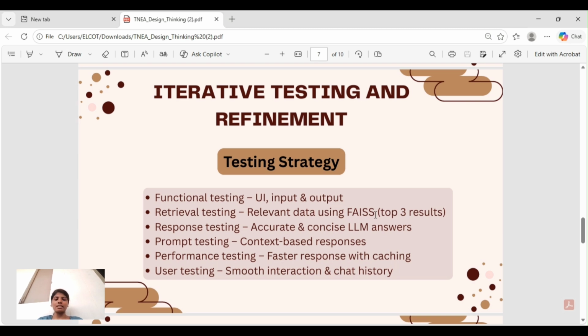Then the next testing is prompt testing. Prompt engineering was another important part of iterative testing. We improved the prompts given to the language model so that it generates responses that are more relevant to the user's question and based on the retrieved context. This helps the chatbot provide more reliable answers.